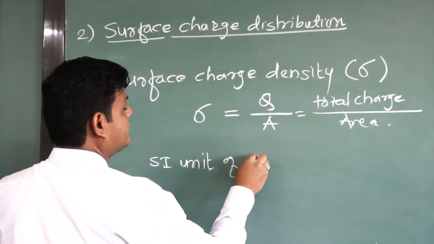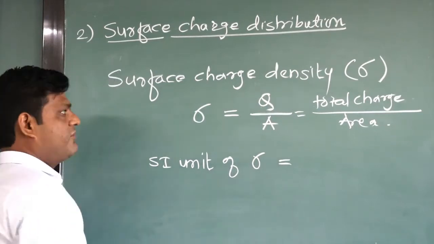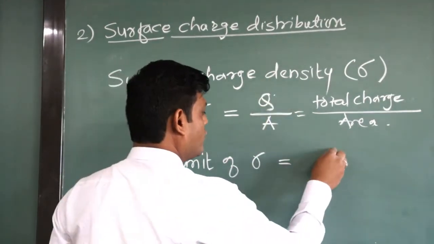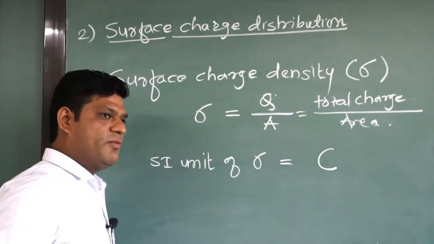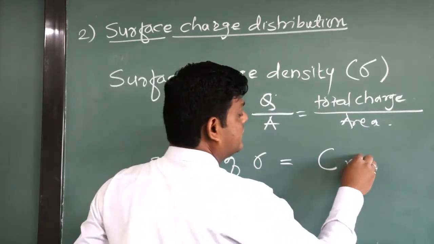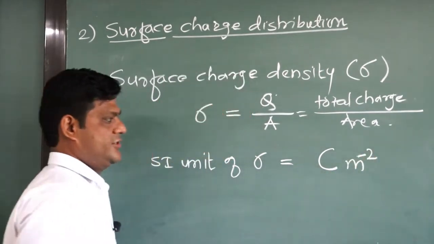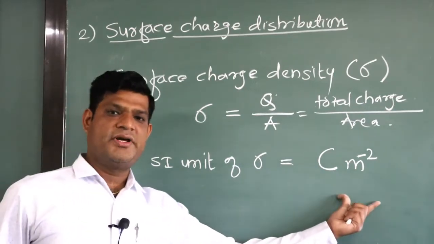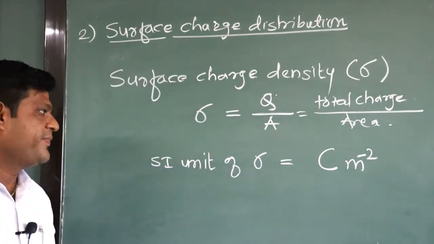What is the SI unit of sigma? See, what is the SI unit of charge? That is coulomb. What is the SI unit of area? That is meter square, right? So coulomb per meter square is the SI unit of sigma.